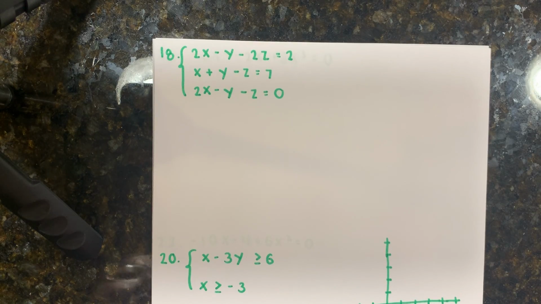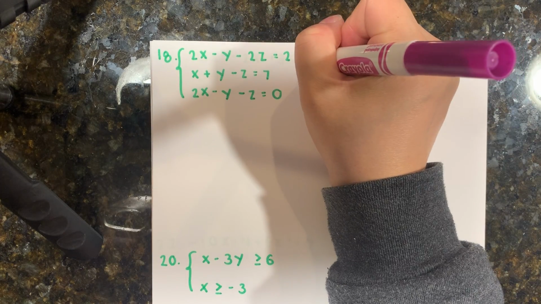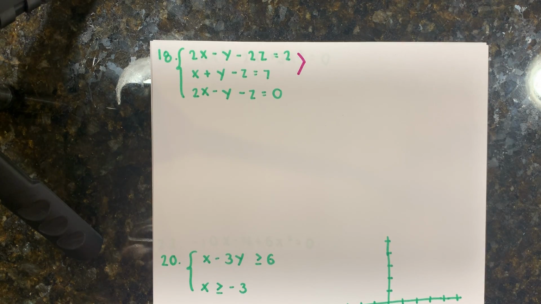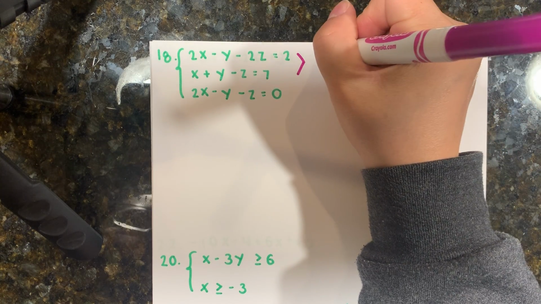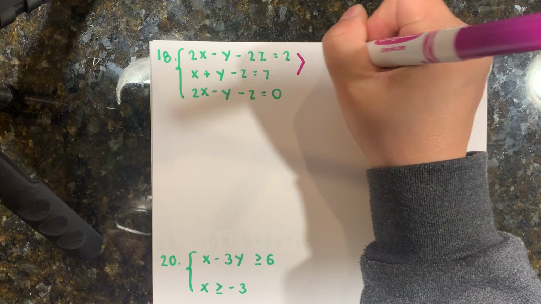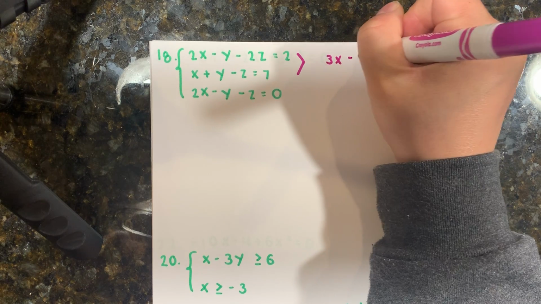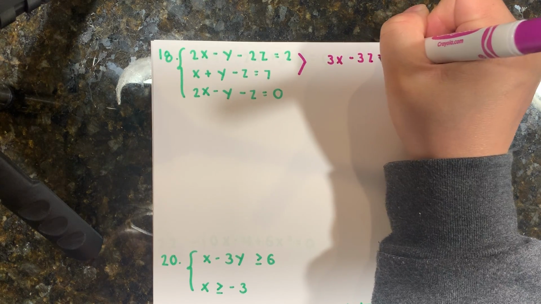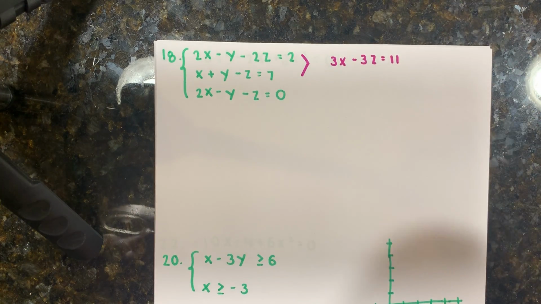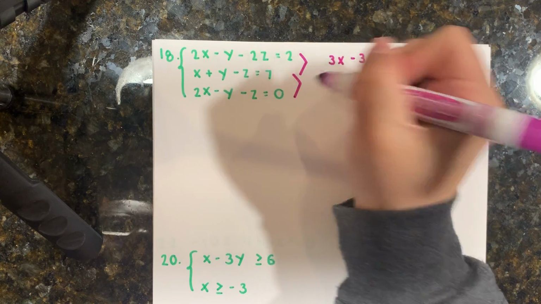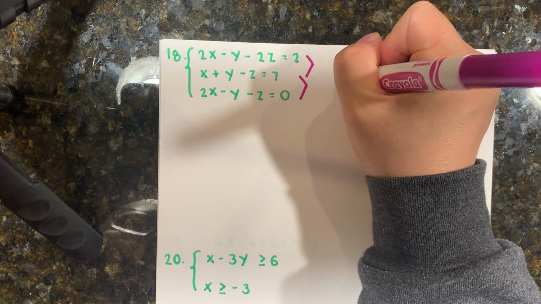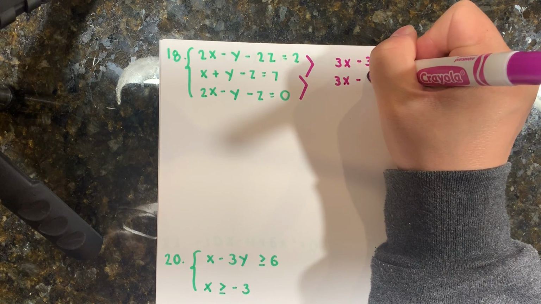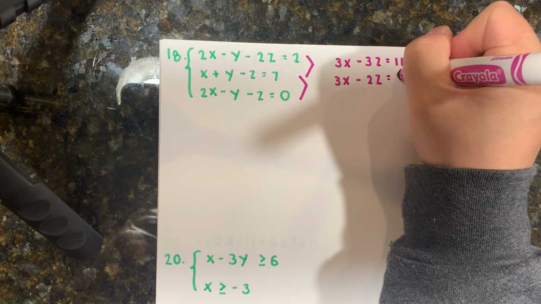Now moving on to number 18, the first thing that I'm going to do is look at the top two equations and notice that if I were to add those together, the y's would cancel. So that's what I want to do, I want to eliminate one of the variables. So adding those together, I'm going to get 3x minus 3z equals 11. Then I look at these bottom two equations. If I add those together, I also eliminate the y. So that would give me 3x minus 2z equals 7.